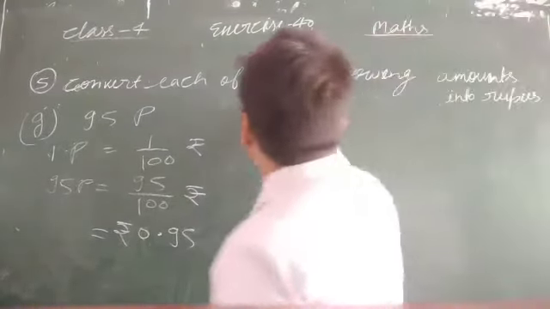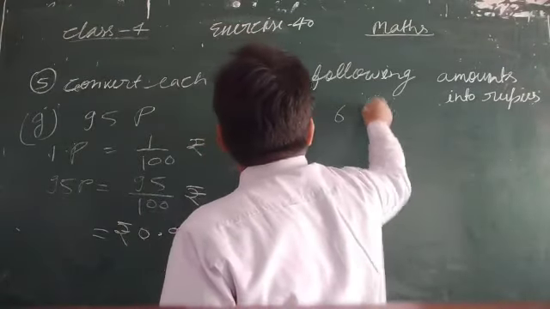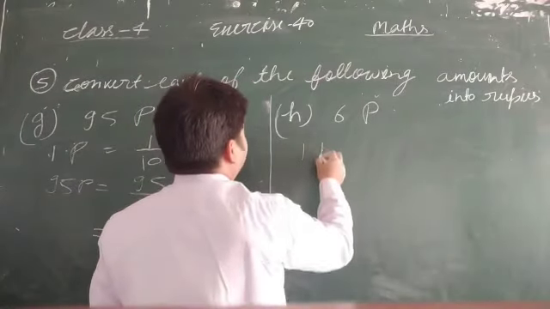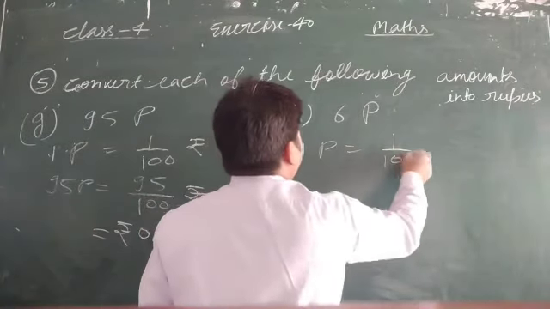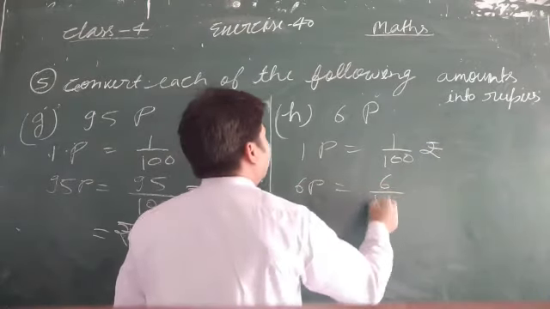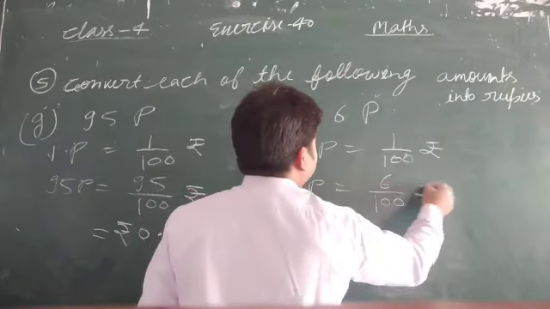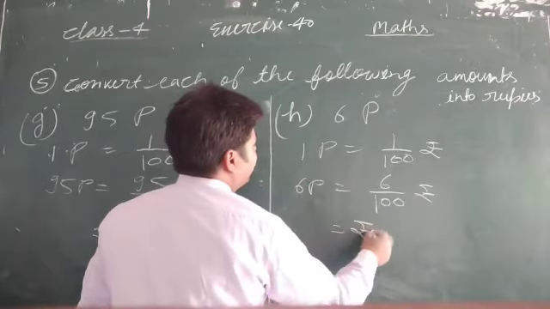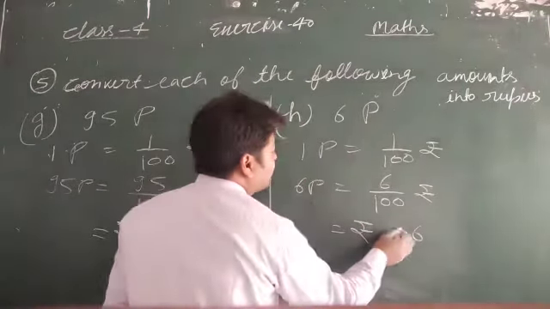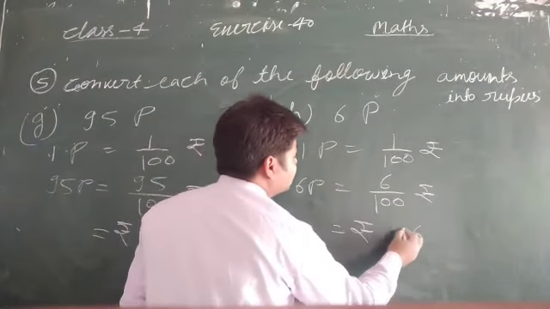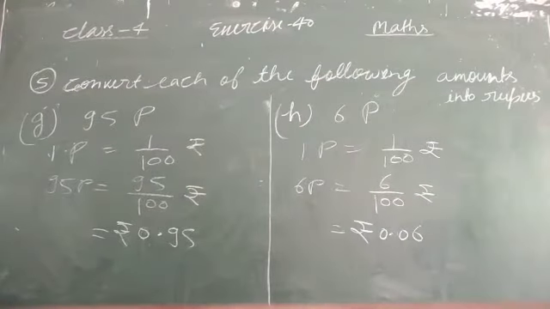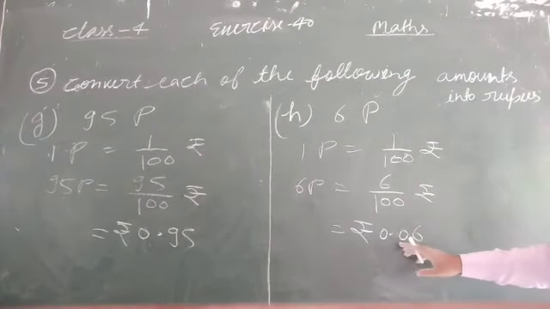H. H is there, 6 paise is there. Okay. So you have to write here 1 paise equal to 1 upon 100 rupees. So 6 paise equal to 6 upon 100 rupees. It means rupees, 2 places, so now 1 place, what will you bring? You will bring 0. Okay. So your answer is rupees 0.06. If nothing is there, you can write there 0.06.